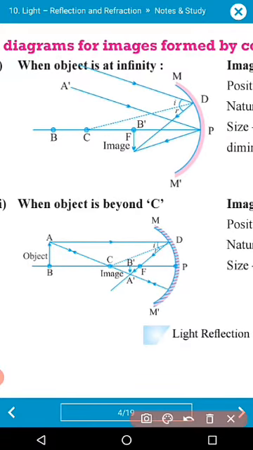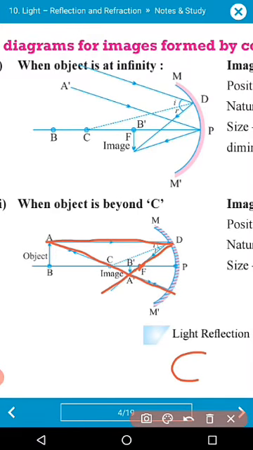Now the second case of this concave mirror. Suppose I am going to put my object at B, beyond C, means at some distance from C. Clear? So in this case what happens? Suppose AB is the object. The first light ray will come from the object, strike the mirror, and intersect at point F. And the second ray, as I already told you, must pass through the center of curvature.